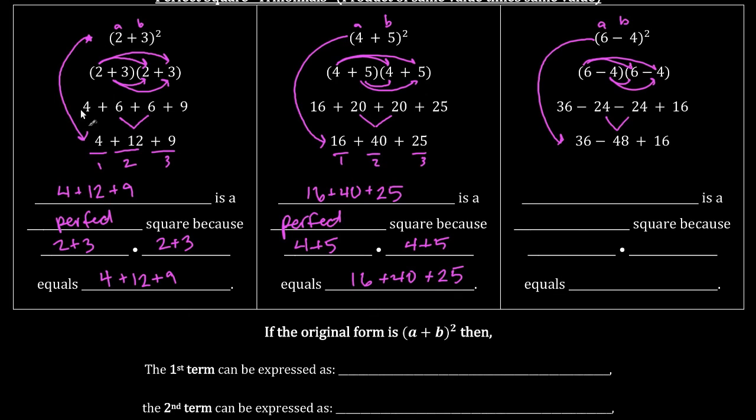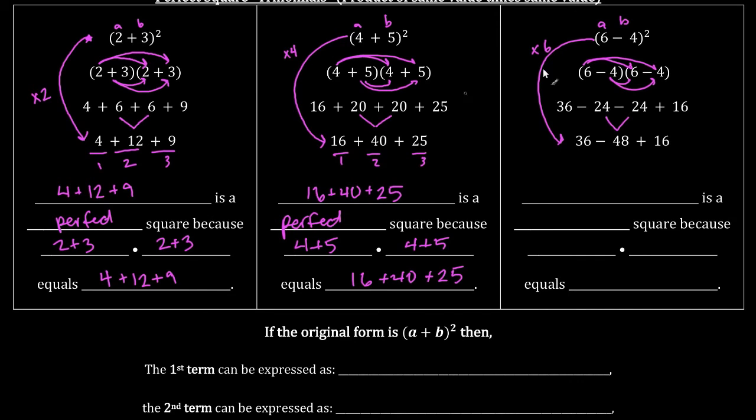Well, 2 times 2 is 4, but 4 times 2 is not 16. 6 times 2 is not 36. But 4 times 4 is 16. And 6 times 6 is 36. So if you notice, this a, this first number, a, when you multiply it by the same number, we square it, you get this first term.